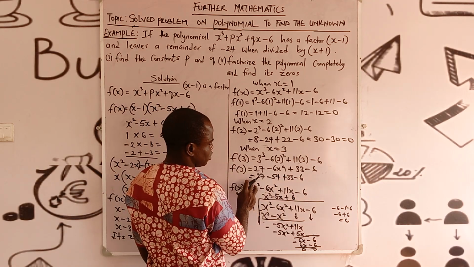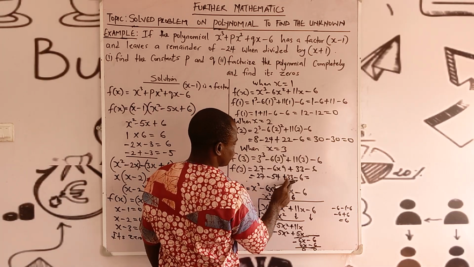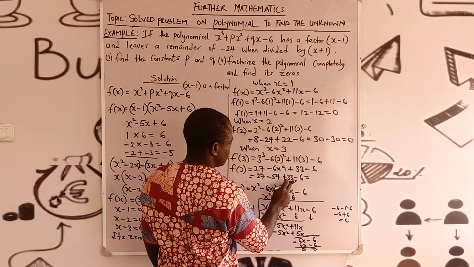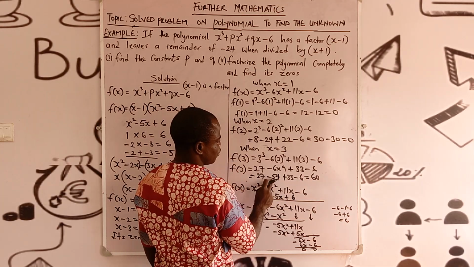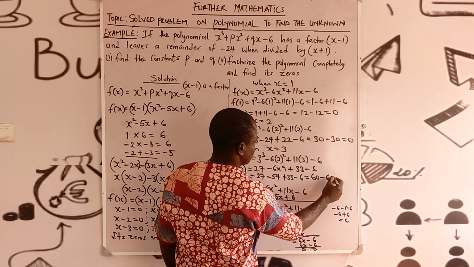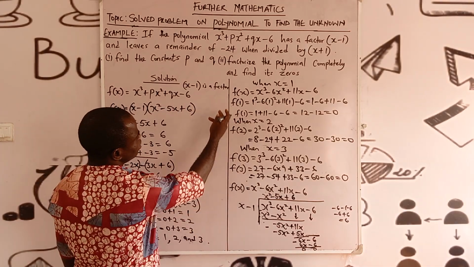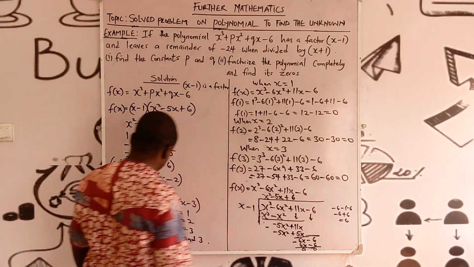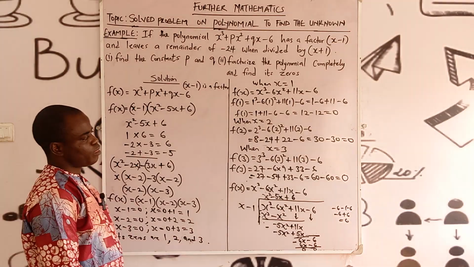Now let's bring the like terms together. Equals 27 plus 33, that's 60, minus 54 minus 6, that is minus 60. 60 minus 60 is 0. Can you see that those numbers give us zeros? That's why I say its zeros are 1, 2, and 3.